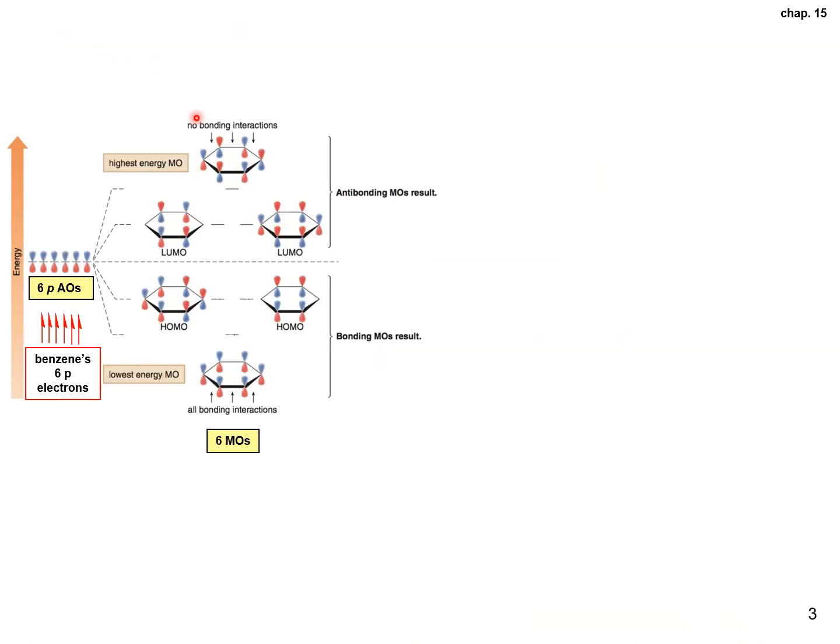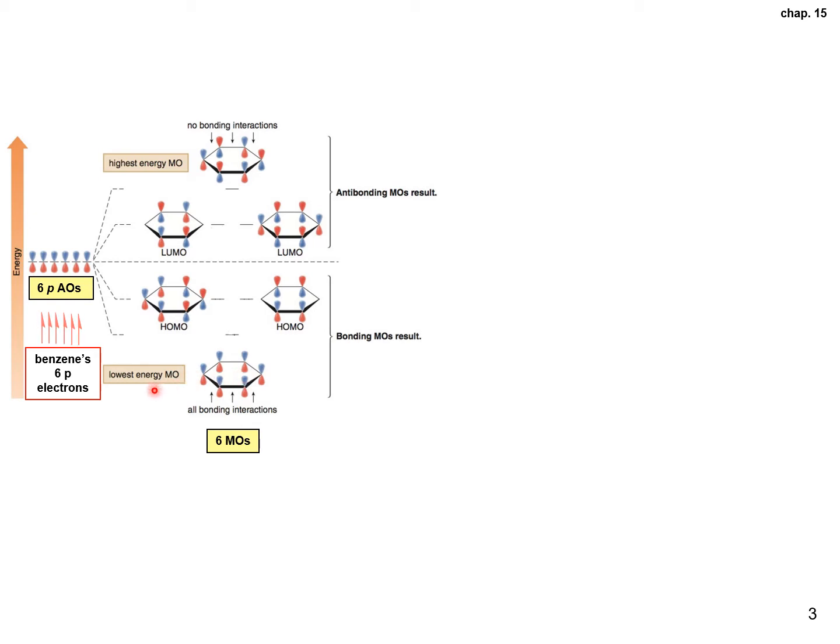Taking benzene as an example, if we mathematically combine the 6 p atomic orbitals, one residing on each carbon of the benzene ring, we end up with 6 molecular orbitals, 3 of which are bonding, all lower in energy than the original 6 atomic orbitals, and the other 3 are antibonding, all higher in energy than the original p atomic orbitals. If we take the 6 electrons that were one in each of these p atomic orbitals, we have to place them now in the molecular orbitals.